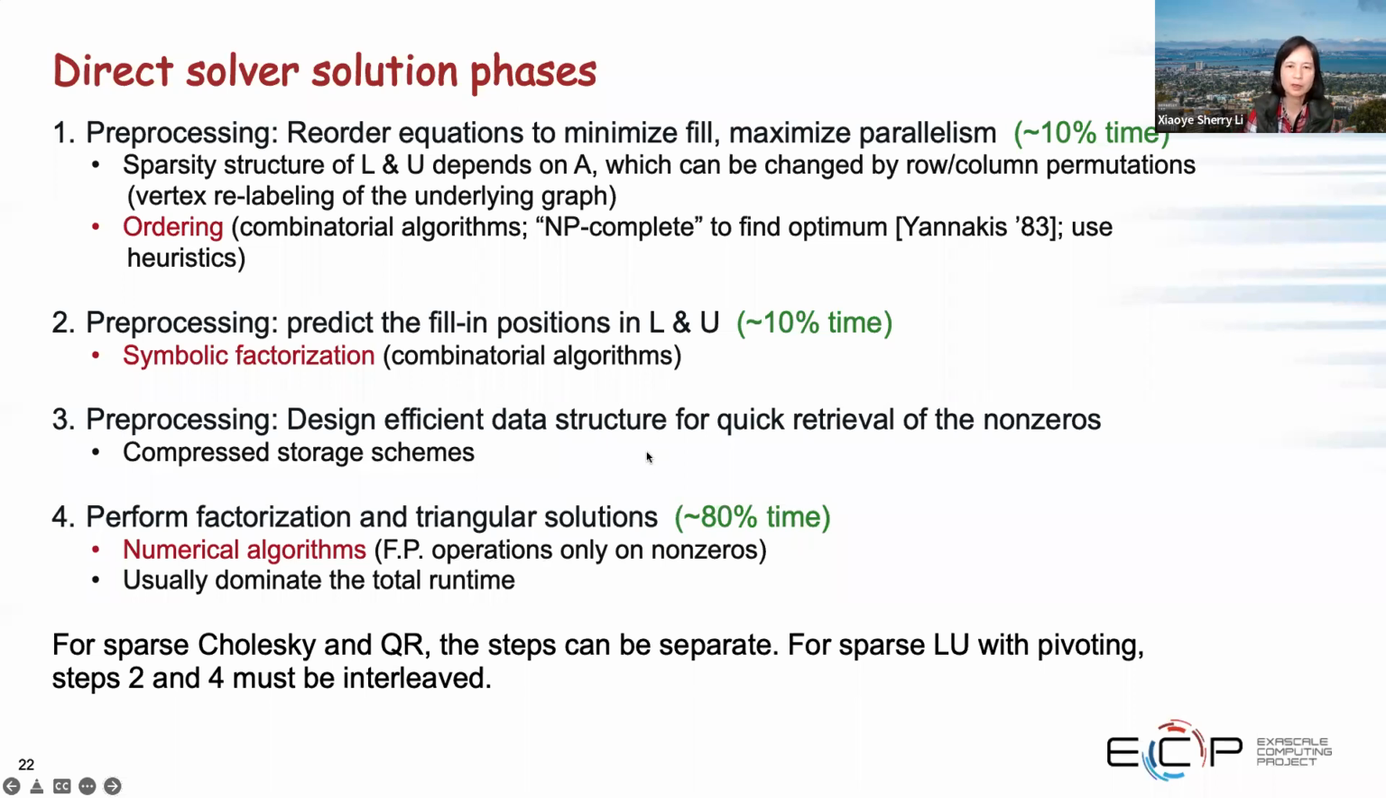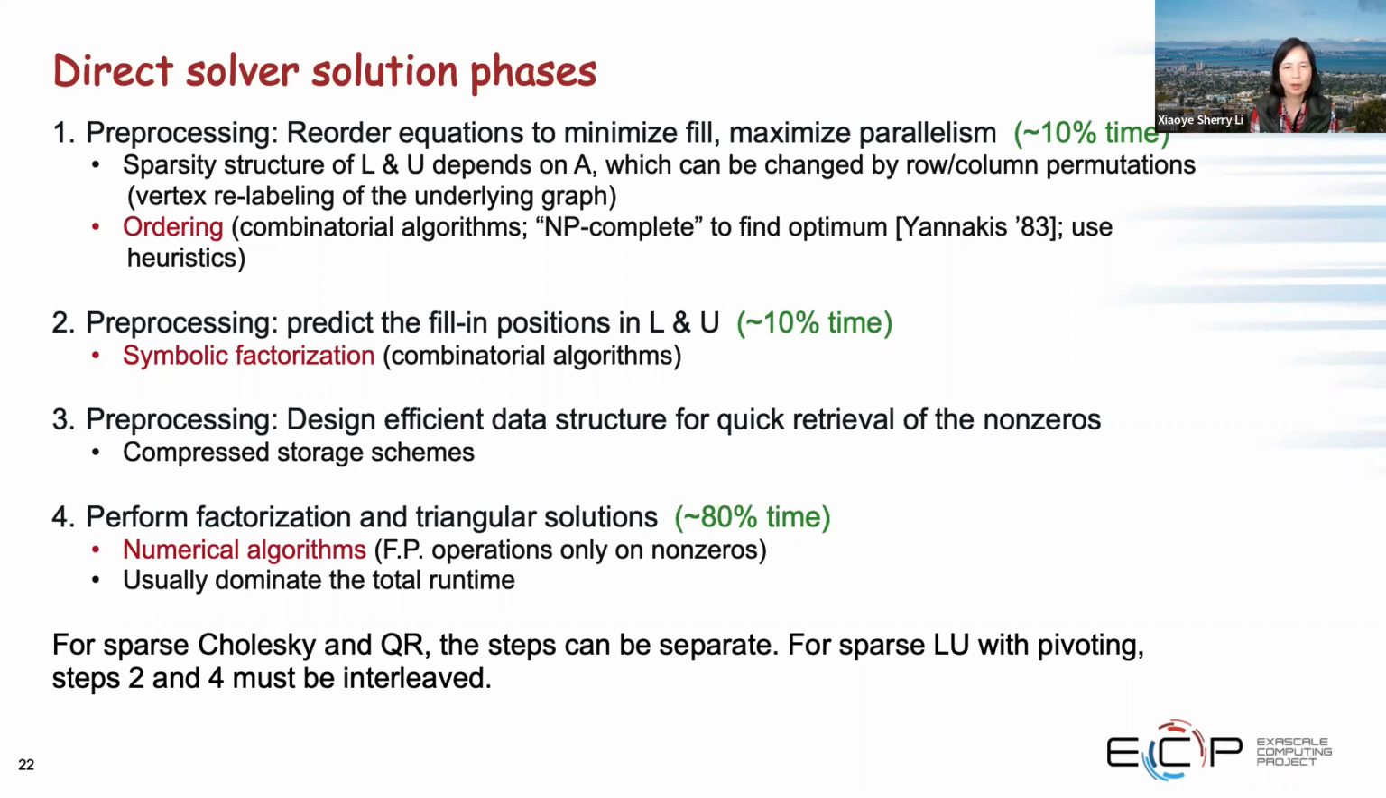Another pre-processing step is, once you fix the order, you predict the fill positions in the LU factors. This is often called symbolic factorization. It's pretty fast because it kind of mimics GE, but you work with just the graph. Also you can use some techniques to shrink the graph, like supernodes, which we'll see soon.